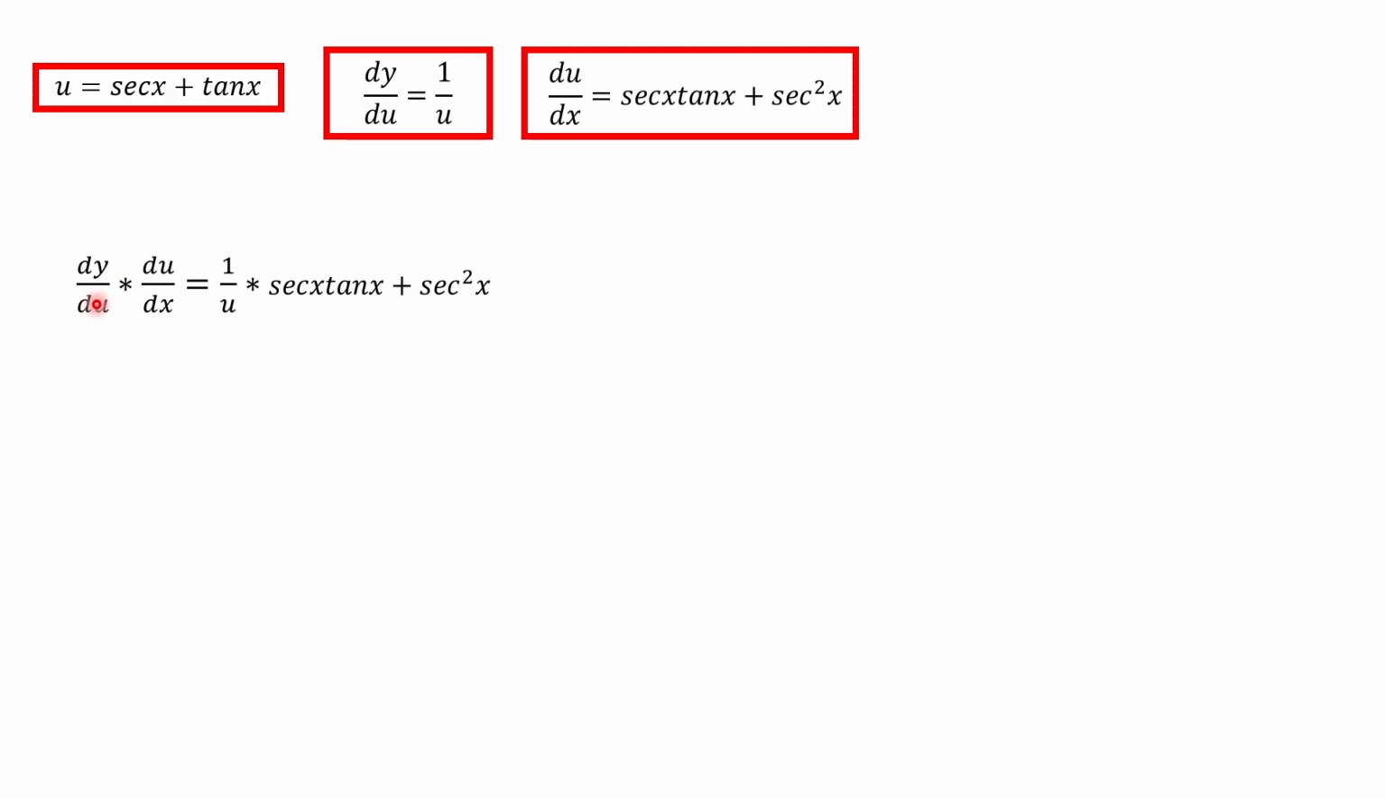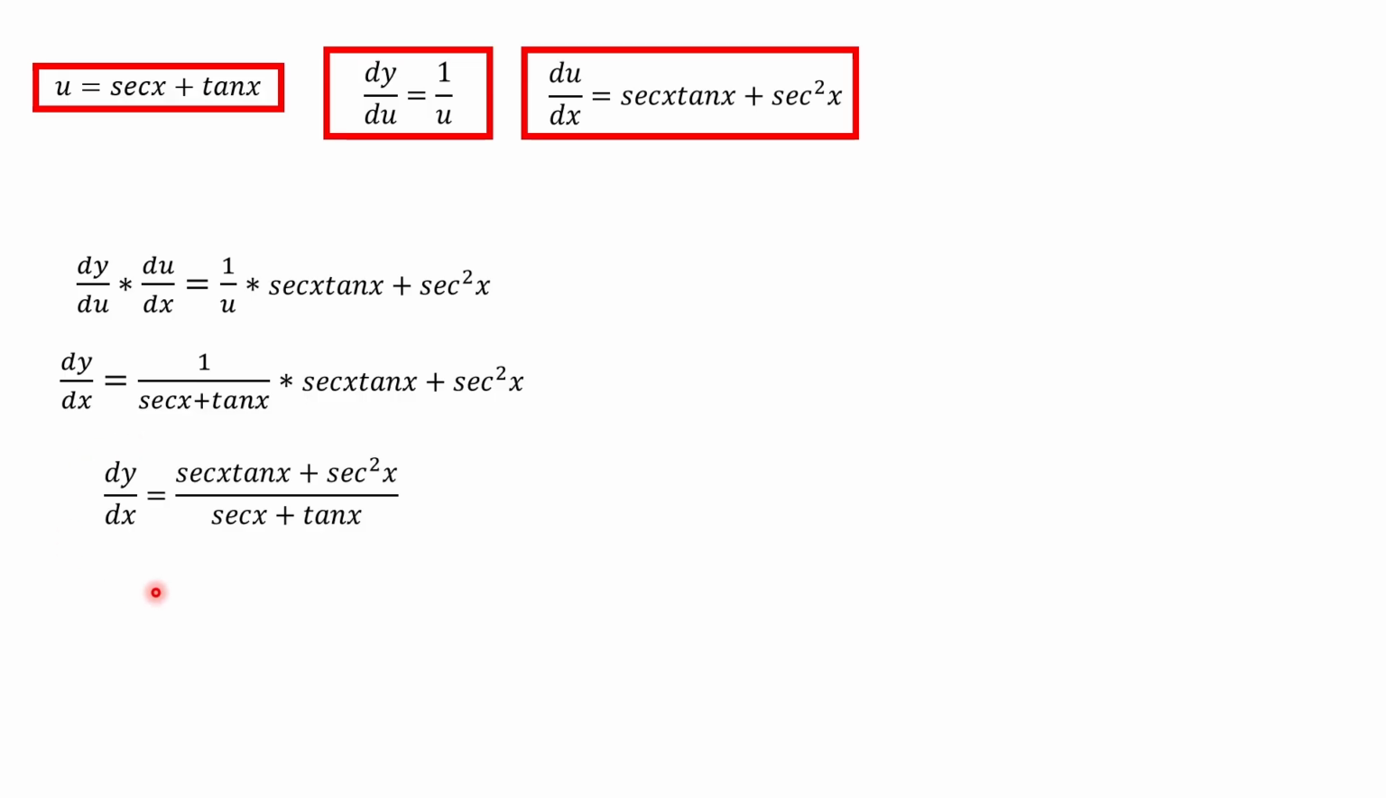So if we carry on, all we need to do to find dy dx is to multiply our derivatives, and the du's, you see, will cancel out and we'll be left with dy over dx. And we've just multiplied 1 over u and what we have here. And all I've done now is I've just subbed out for u sec x plus tan x. There you go, just like that.